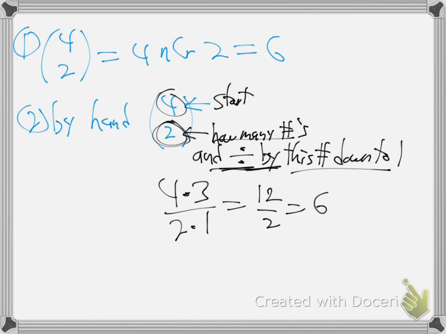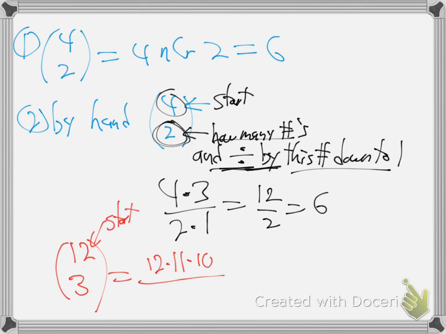So let me change it up. What if you had, like, I don't know, 12 choose 3? What would you do? Well, you start at the top number, so I'd start at 12, do 3 numbers, 12, 11, 10. Make sense? Start at the top number. Do 3 numbers, and what do you put on the bottom? 3 times 2 times 1, 3 all the way down to 1. Does that make sense? So the top number is where you start. Start at 12, do 3 numbers, then divide by the second number down to 1. That's the by hand method of nCr.